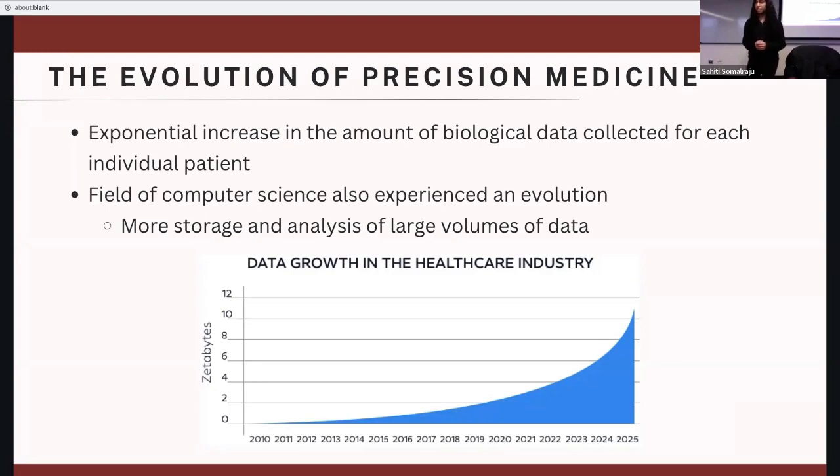Another thing is that the field of computer science is also experiencing an evolution. Now computers are able to store more data and analyze large volumes of data. So the two developments go really hand in hand, with computer science methodologies making use of large volumes of data collected in the healthcare system. This really allows for the advancement of precision medicine in diagnostics and therapeutics.